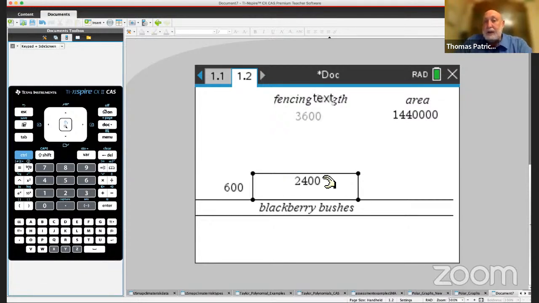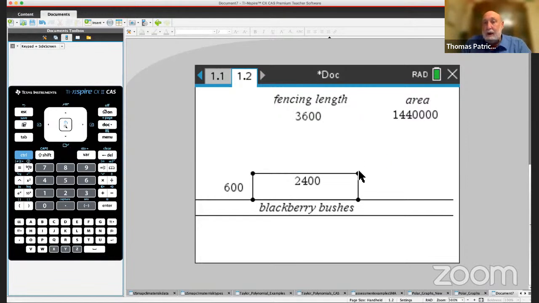Right. Then I also calculated the area enclosed in there. So what's neat about this is using Nspire here. Nspire lets you take a calculation like this and actually lock it. So you can actually freeze it. So it really does make it a constraint.